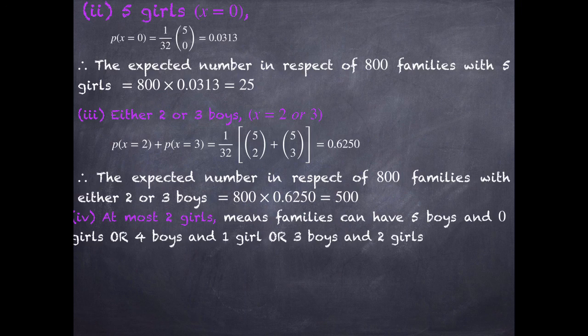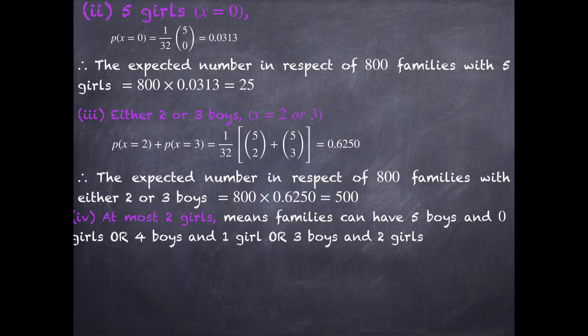At most 2 girls means a family can have 5 boys and 0 girls. Remember, at most means it's a maximum number, so more than 2 girls should not be present. In total, a family has 5 children. If 2 children are girls, there will be 3 boys. At most 2 means there can be 0 girls, the minimum number, or maybe 1 girl or maybe 2 girls. Those are all the 3 cases we need to consider.